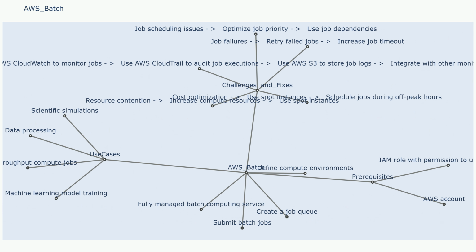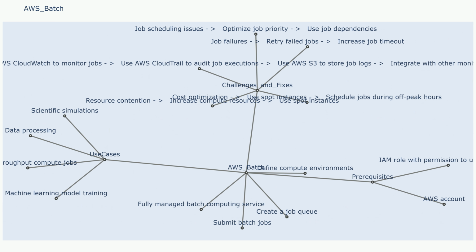Monitoring and logging. Use AWS CloudWatch to monitor jobs. Monitor job status, performance metrics, and resource utilization. Set up alarms to notify you of potential issues. Leverage CloudWatch dashboards for visual insights.